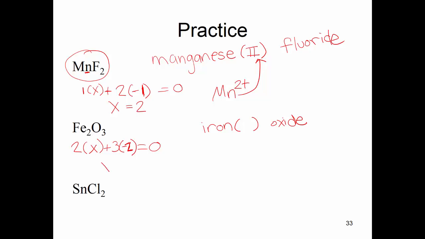So if I look here, X has to be 3. 2 times 3 is 6, minus 6 equals 0. So we would have iron(III). And these are the systematic names here.